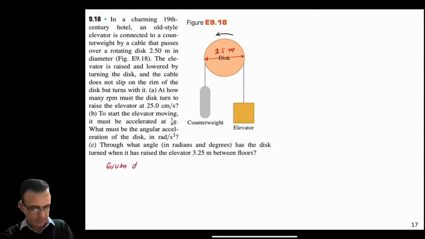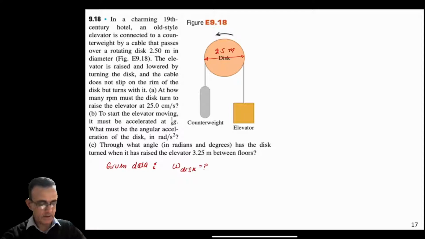So in this case, what you are given is the given data. You need to calculate this omega of the disk so that the velocity is equal to 25 centimeter per second here. This is our part A.